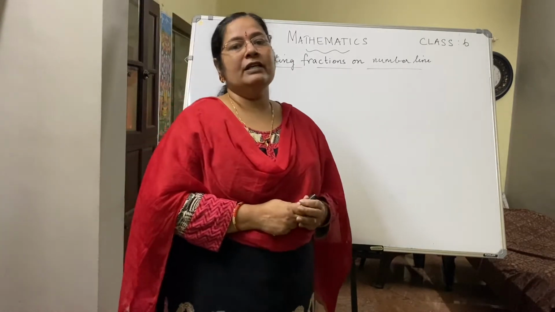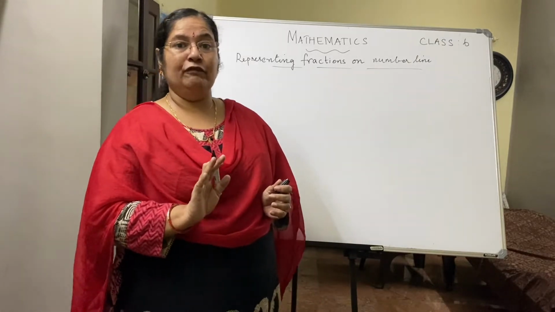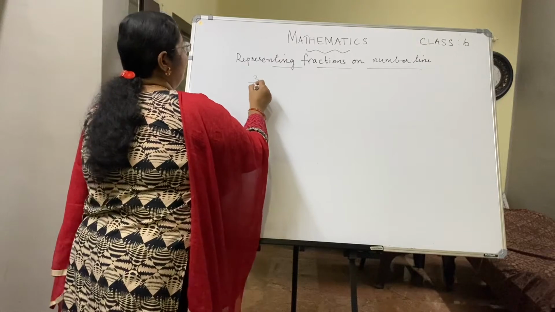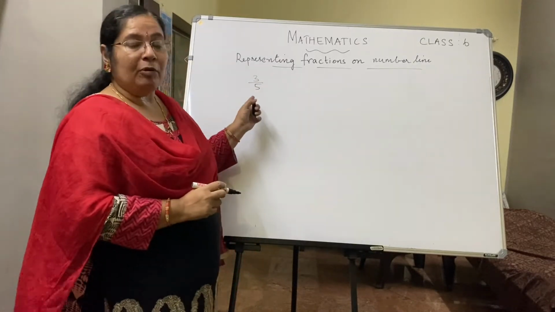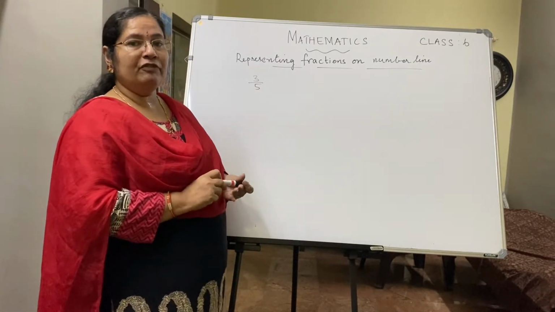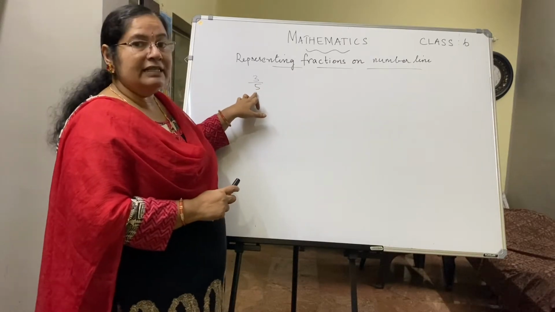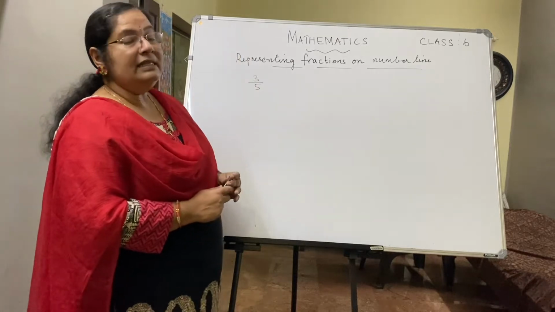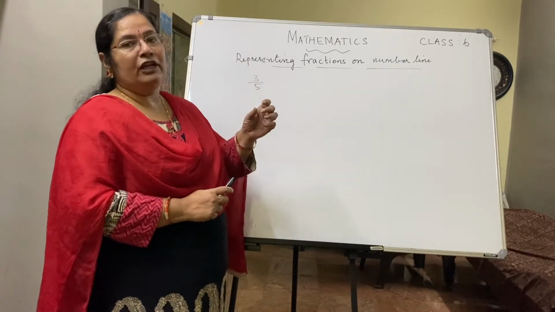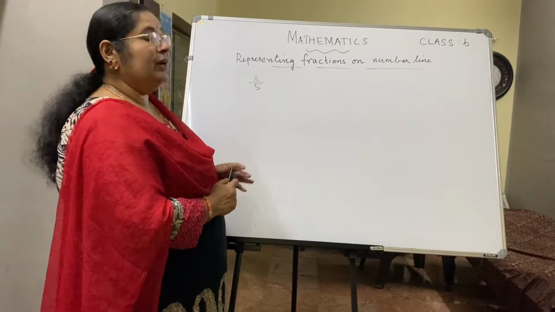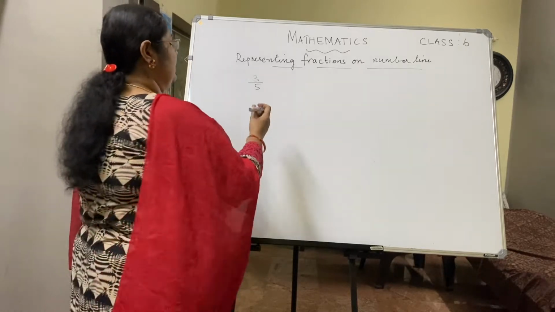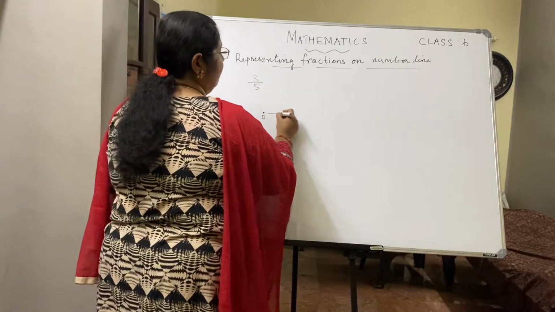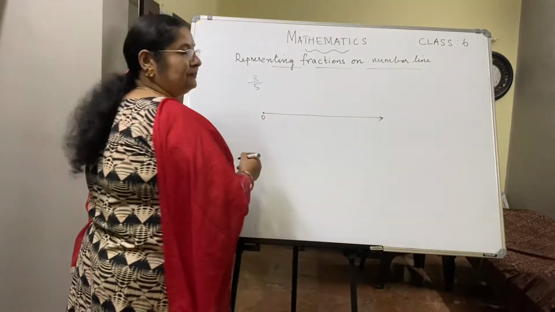So supposing you are asked to represent 3 by 5 on the number line. It is a proper fraction. How do you know that it is a proper fraction? Because the denominator is 5, which is greater than the numerator 3. Now to represent this, we will have a number line. As I told you, its value will be less than 1. So you have only between 0 and 1. So you start a number line with 0. You have the number line going like this.